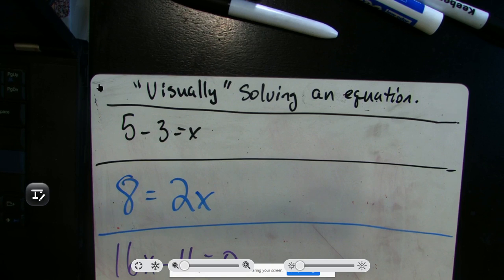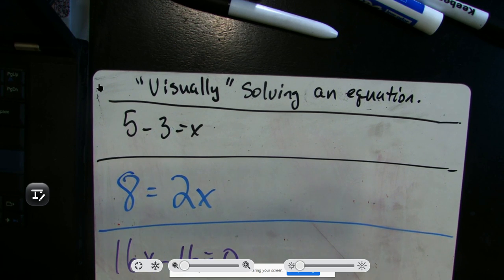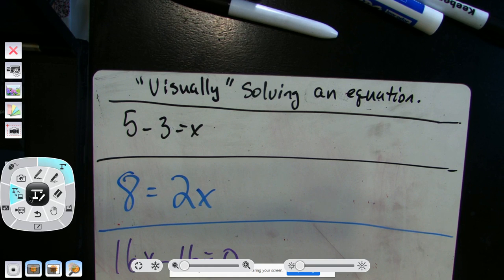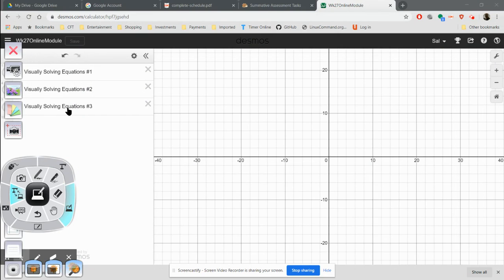All right, so let's visually solve an equation. We'll start with 5 minus 3 equals x. Now, to visually solve an equation, I'm going to have to graph. Well, what do I graph and what does it look like?